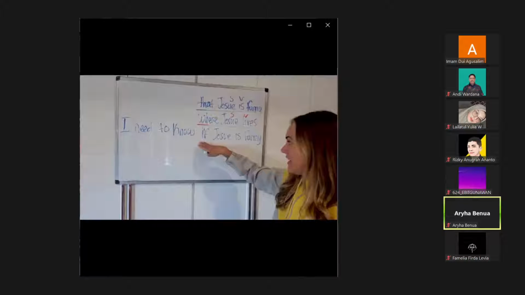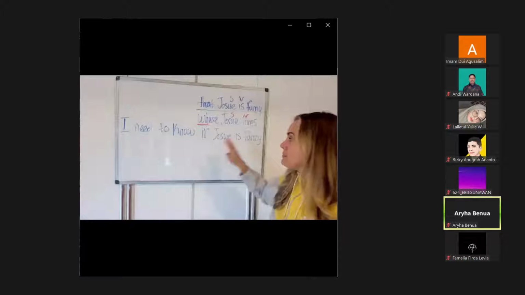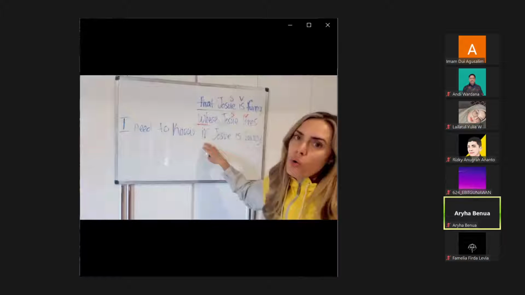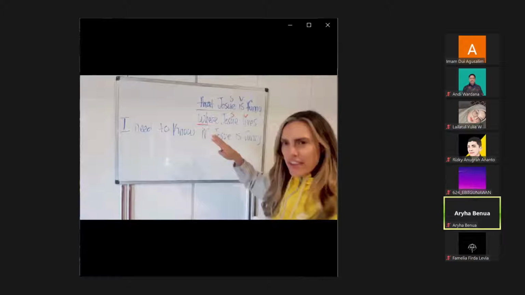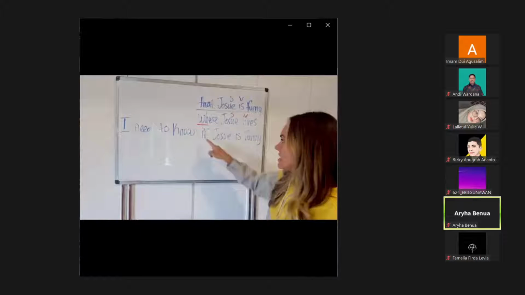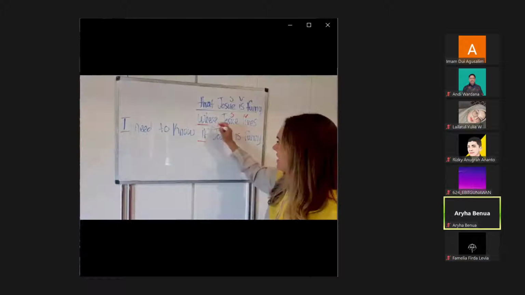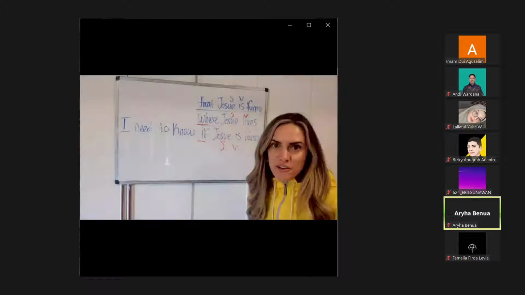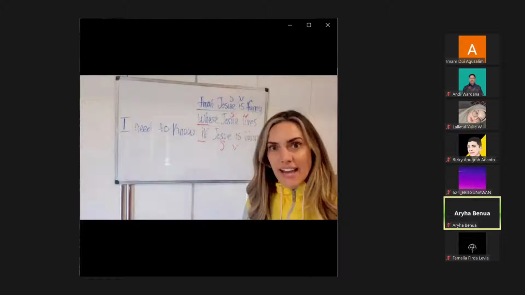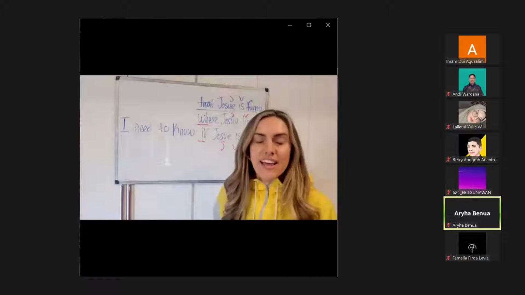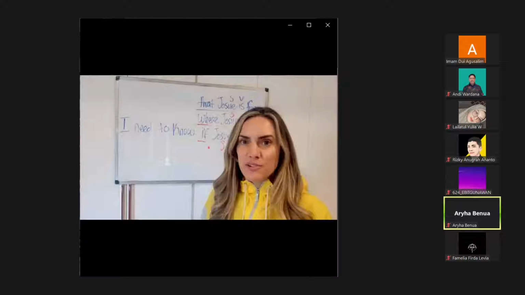And the last kind of noun clause we can make is one like this. I need to know if Josue is funny. I'm starting with if or whether. I need to know if Josue is funny. So it starts with if, and then it has a subject and a verb inside of it, acting as a noun, but it's a noun clause. Now let me show you how these are made.